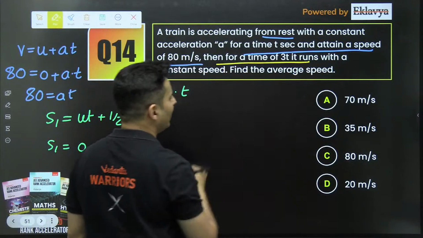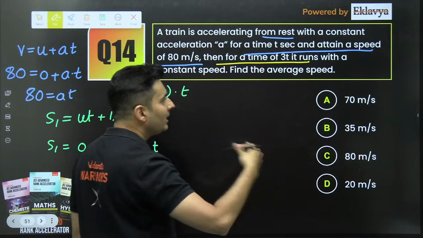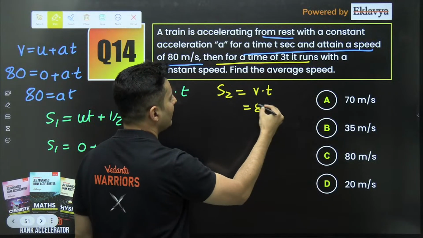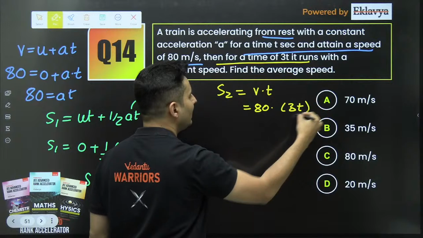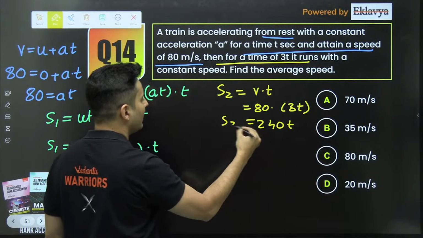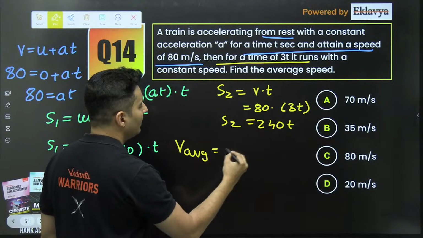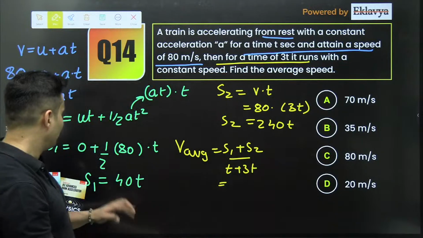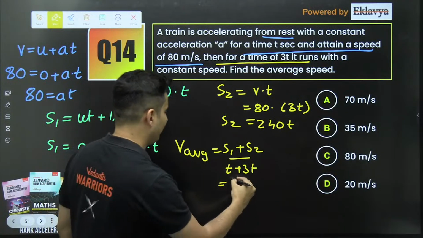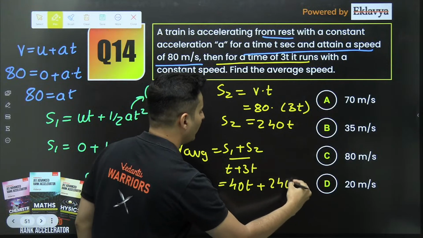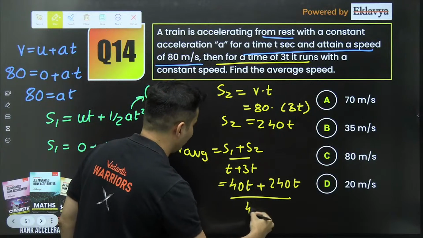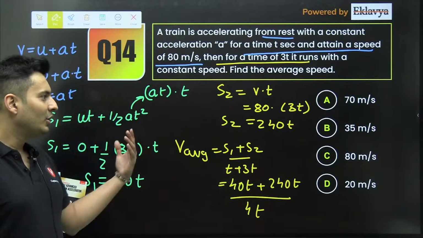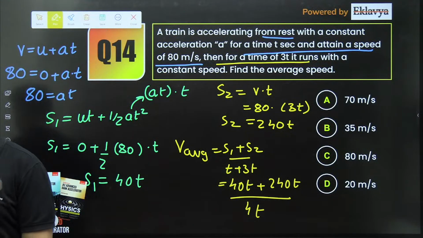And then for the next part, 3t time the train goes with constant speed. So S2 will be velocity into time. Velocity is 80 into time, which is basically 3t. 8 3s are 24, so 240t. So that is S2. So the total, I think, average speed will be S1 plus S2 upon total time, t plus 3t. So S1 is 40t, S2 is 240t, and t plus 3t is 4t. T cancels. 40 plus 240, 280, divided by 4.